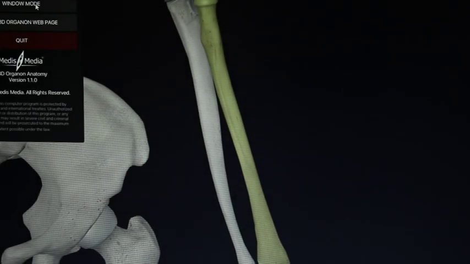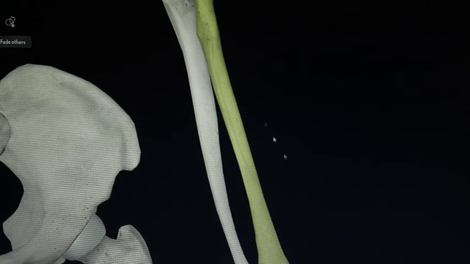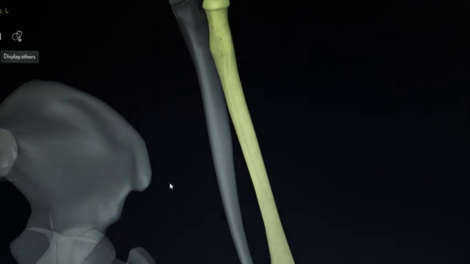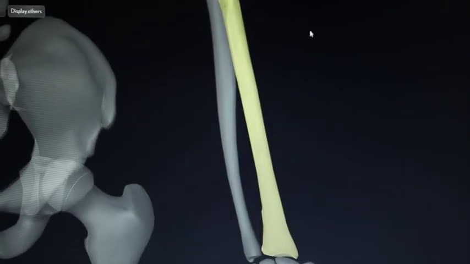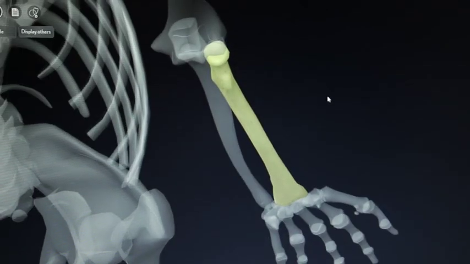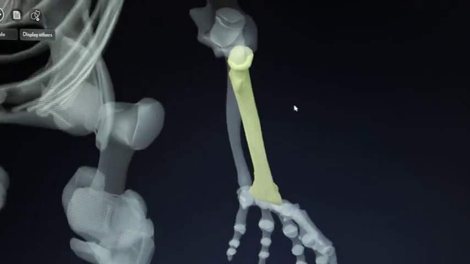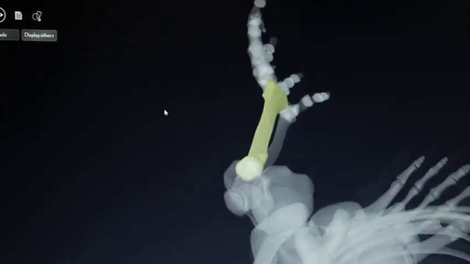So let's see it. So here is the radius bone. The one that is highlighted over here is the radius bone. So I'm going to fade the others to be able to show this bone in special. So this bone is really a very important bone. It is connecting to the capitulum of the humerus that is seen above. The humerus is this particular bone over here. Yeah, this is the humerus.